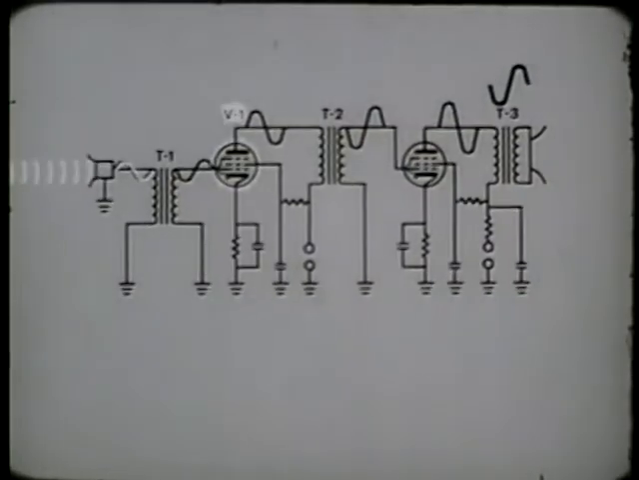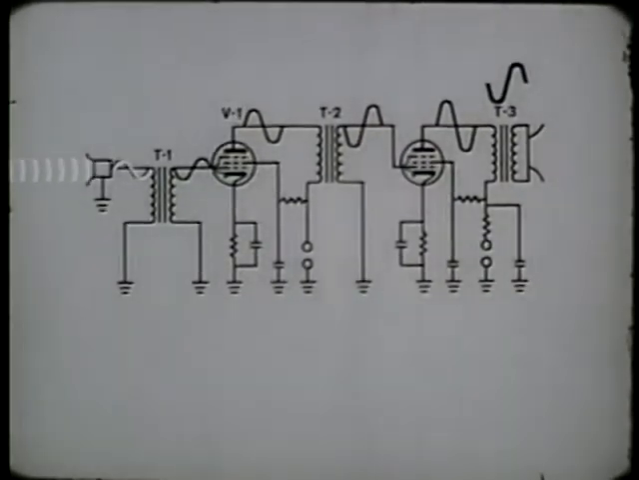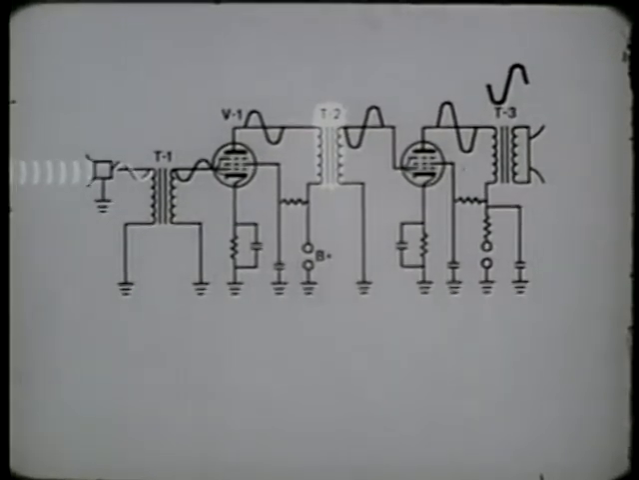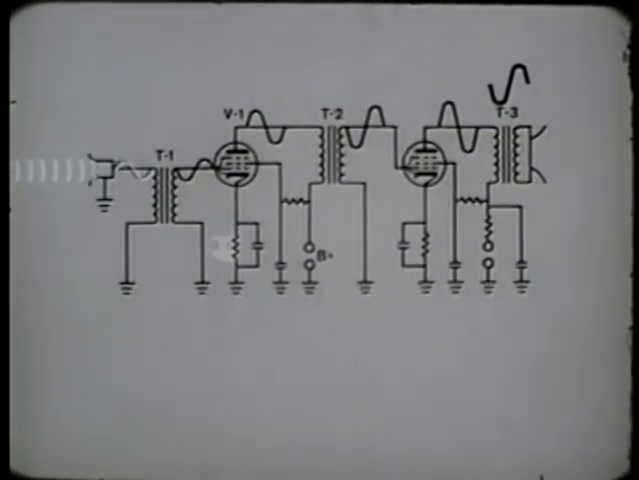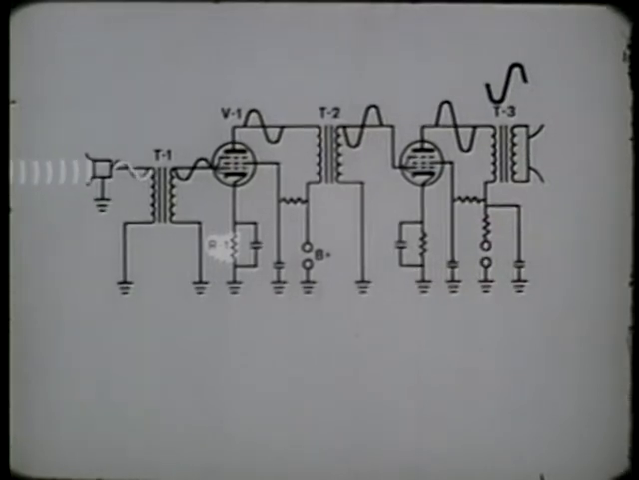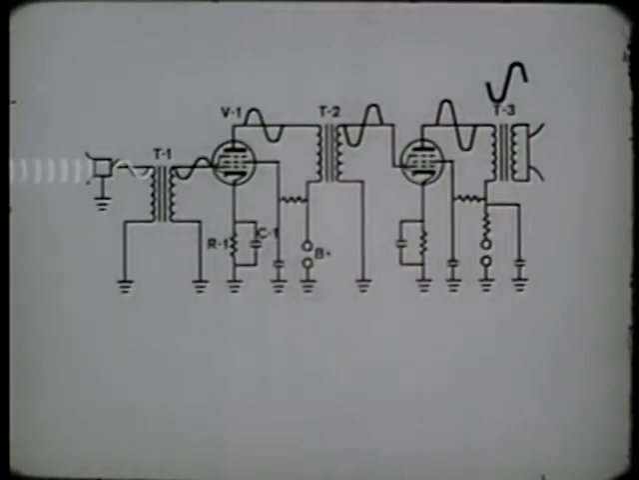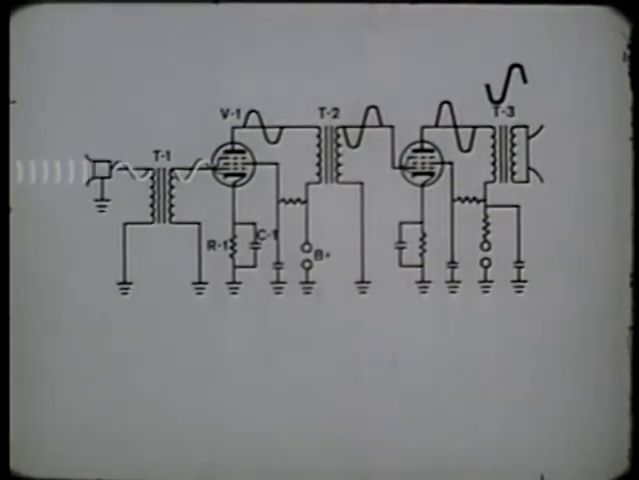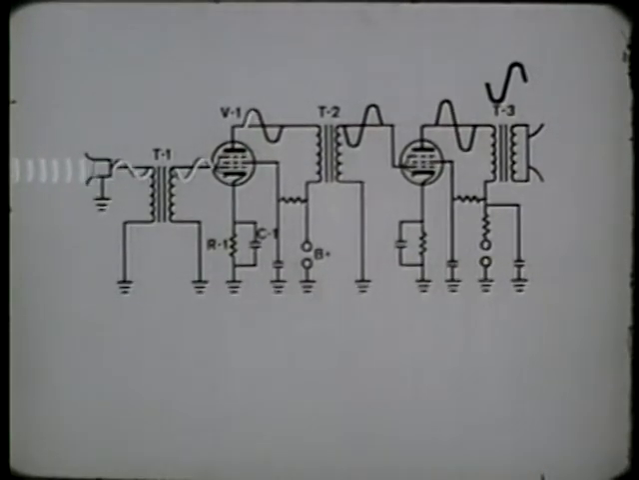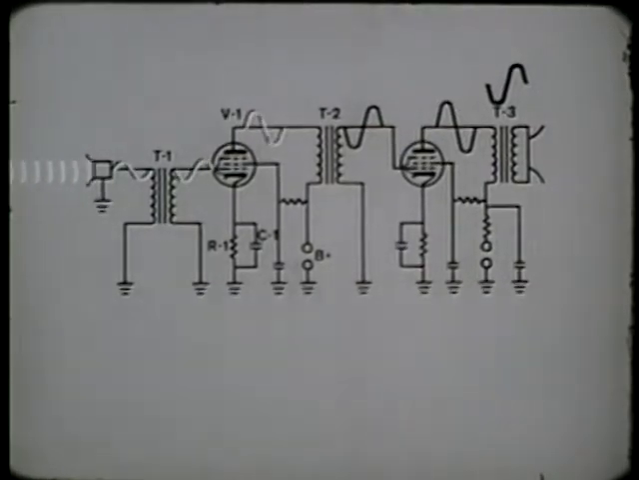V1 is a standard pentode tube, with the plate voltage being applied from the B+ supply through transformer T2. The bias for the tube is developed by the cathode resistor R1 and held constant by the bypass capacitor C1. The input signal influences the current flow through the tube, and this current, passing through the primary of the interstage transformer, T2, induces a stepped-up voltage into the secondary. The same action is repeated for V2.